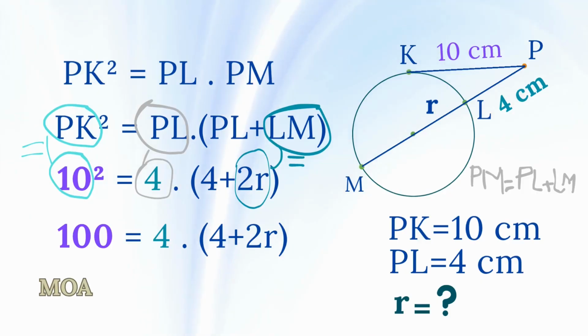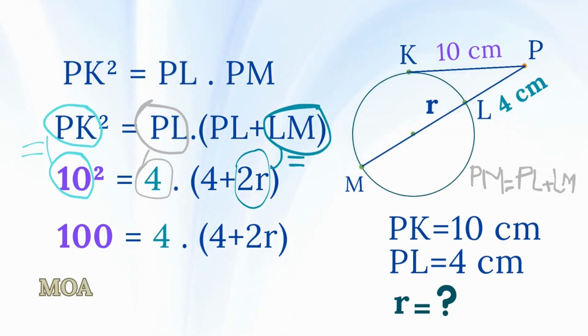To find that, we use a key fact. The secant passes through the center of the circle. That means the segment from L to M is a diameter. Since the radius is r, the diameter must be 2 times r. So, the distance from L to M is 2r. Therefore, the entire secant PM is equal to PL plus LM. That is 4 plus 2r.